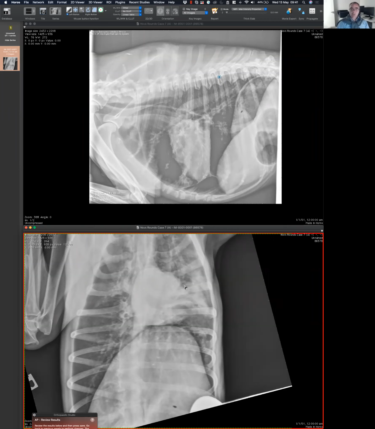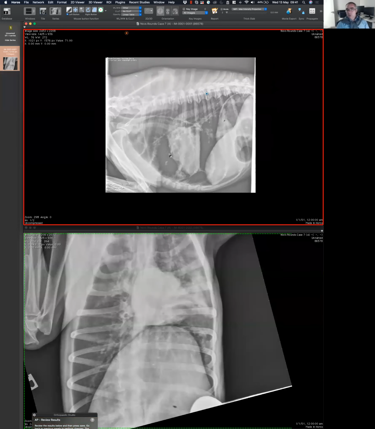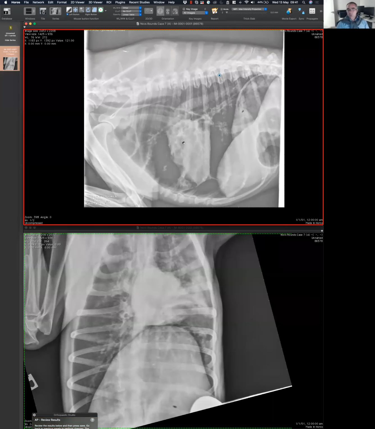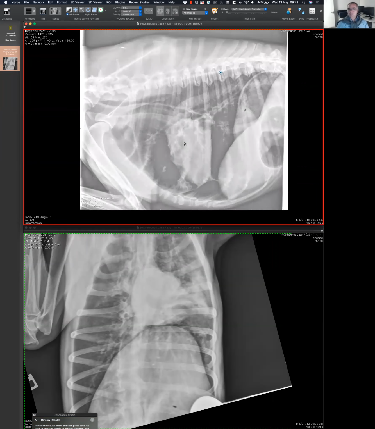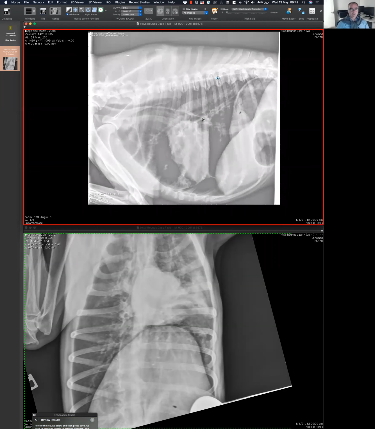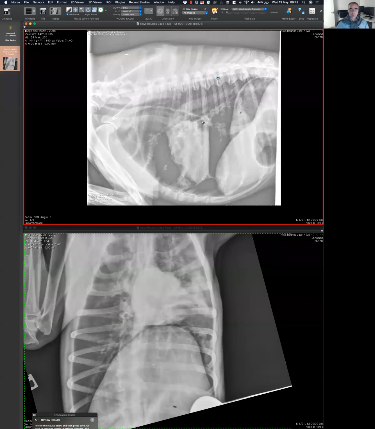Next question, and this is a purely imaging question. Do we know, okay, we don't have a marker. We keep on fighting technical issues. Do you know if this is a right lateral projection or a left lateral projection?